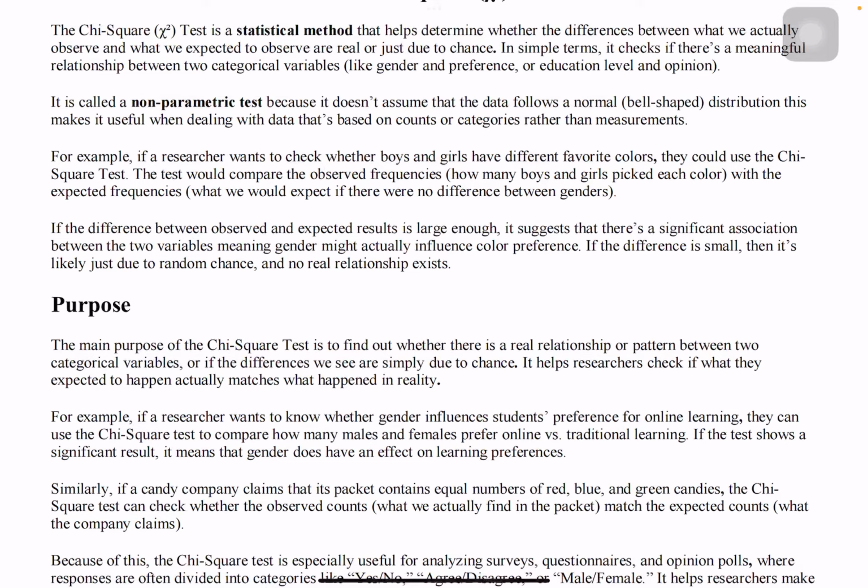The test would compare the observed frequencies, how many boys and girls picked each color, with the expected frequencies, what we would expect if there were no differences between genders. If the difference between observed and expected results is large enough, it suggests that there is a significant association between the two variables, meaning gender might actually influence color preferences. If the difference is small, then it is likely just due to random chance and no real relationship exists.